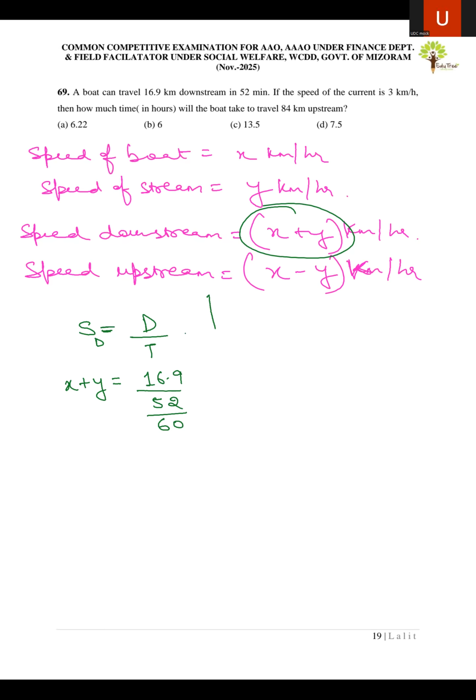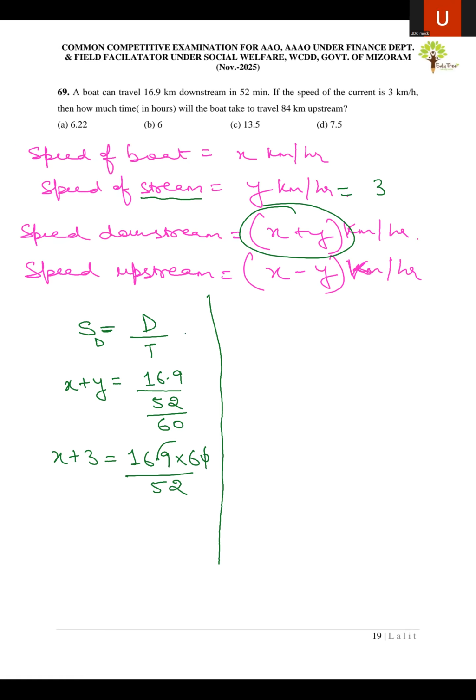Similarly, what are they saying in this? If the speed of current is 3 kilometers per hour, so speed of current means stream. That is y equals 3, given to us. So we can write this one as x plus 3 equals 16.9 multiplied by 60 divided by 52. Right, so this decimal will be cancelled out by this 0.